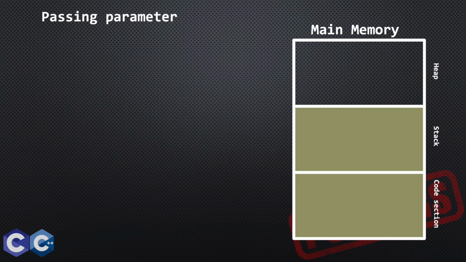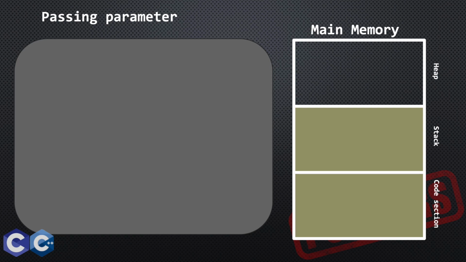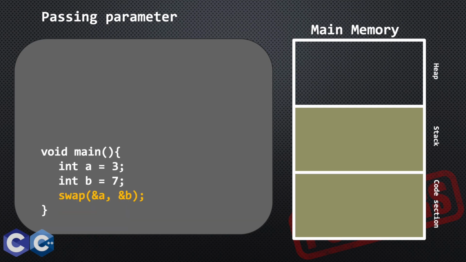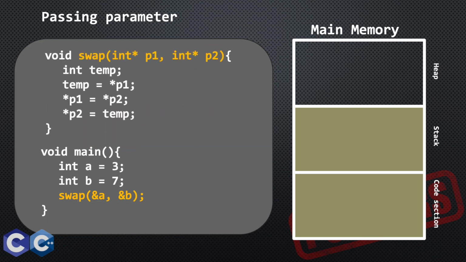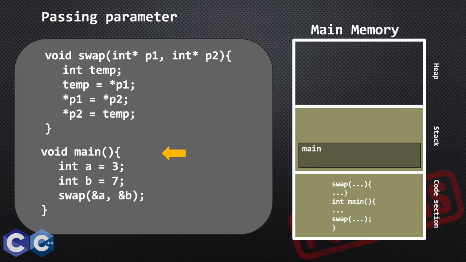Now we come to another important aspect of using pointers, passing parameters to functions. Let's consider an example using a swap function that takes the addresses of two variables as arguments to swap their values. We'll go through the process step by step. Our program is stored in main memory within the code section. Execution starts from the main routine, which creates an activation record on the stack for the main function. Next, variables A and B are declared and initialized on the stack.